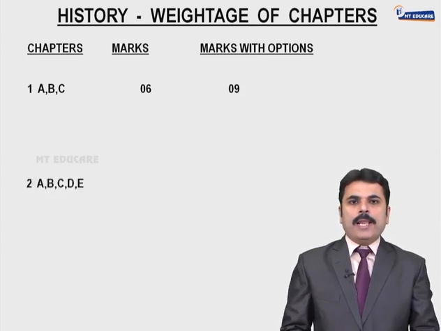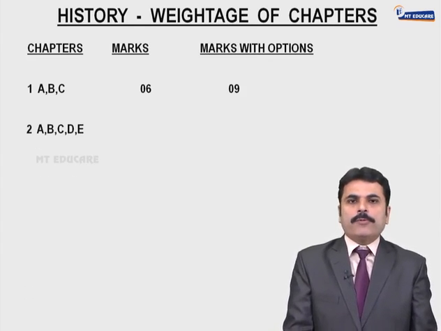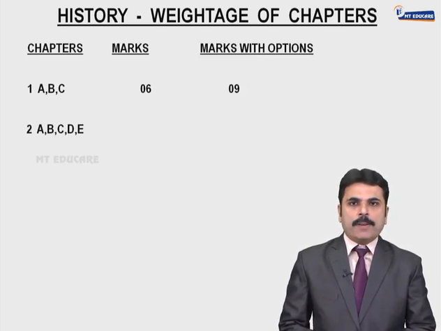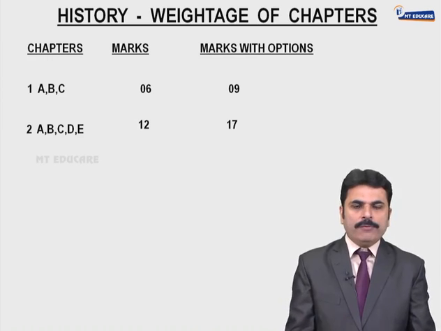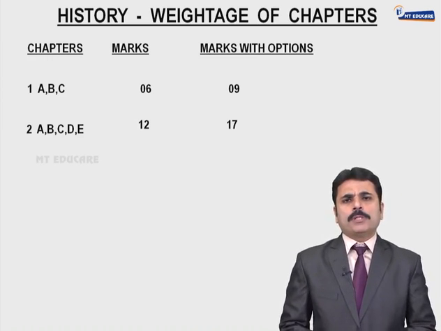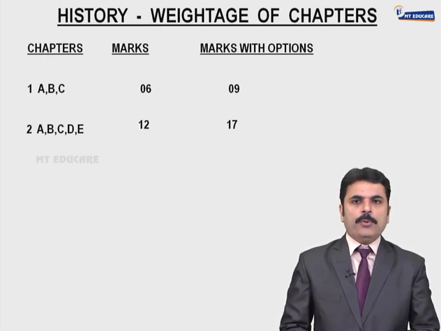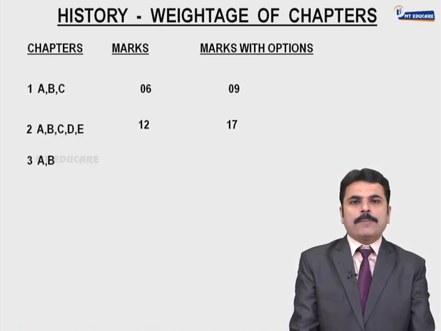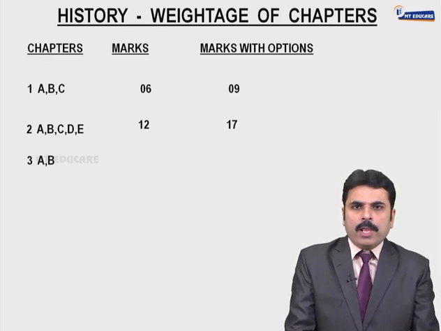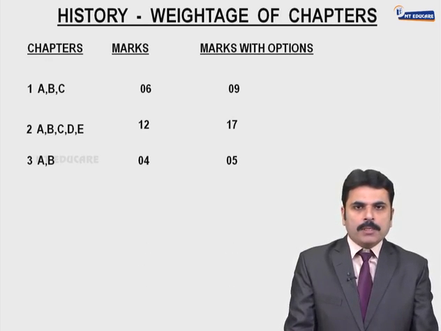Unit 2, that is Age of Conflicts, 20th century Age of Conflicts, comprises of 5 chapters. The total marks allotted to this particular unit is 12 and the marks with options is 17. Unit 3, Emancipation of Asia and Africa, comprises of 2 chapters, chapter 3A, 3B, and it carries 4 marks. Marks with options is 5.